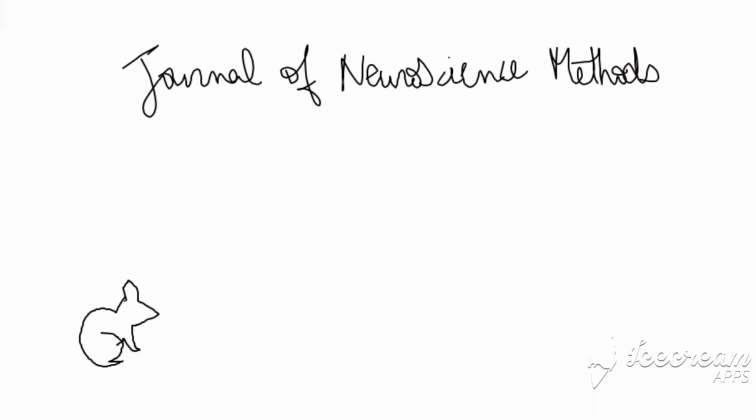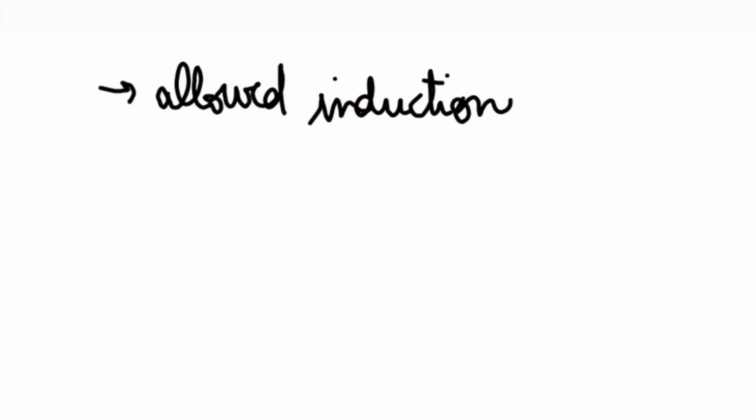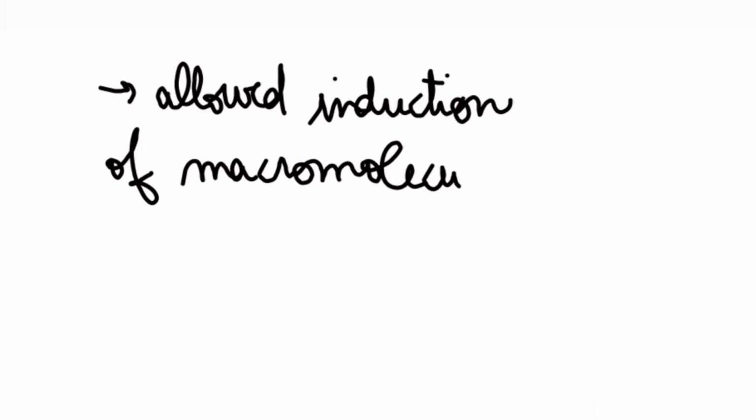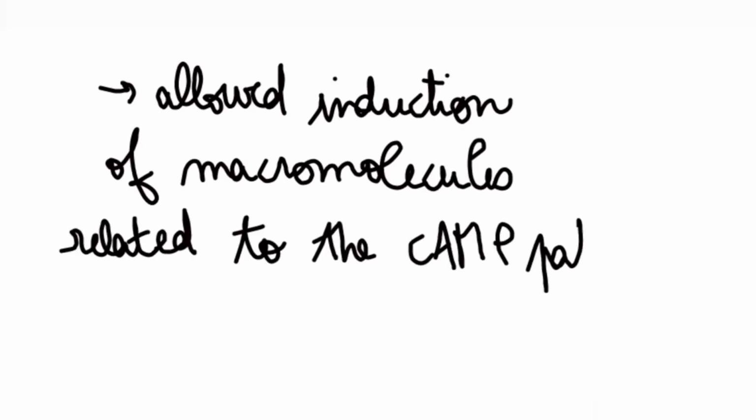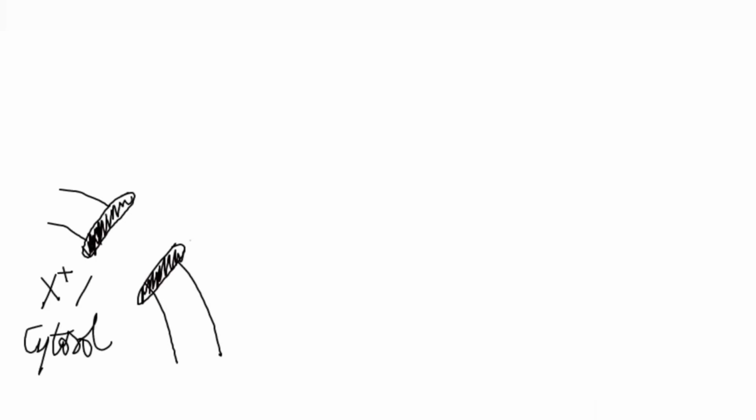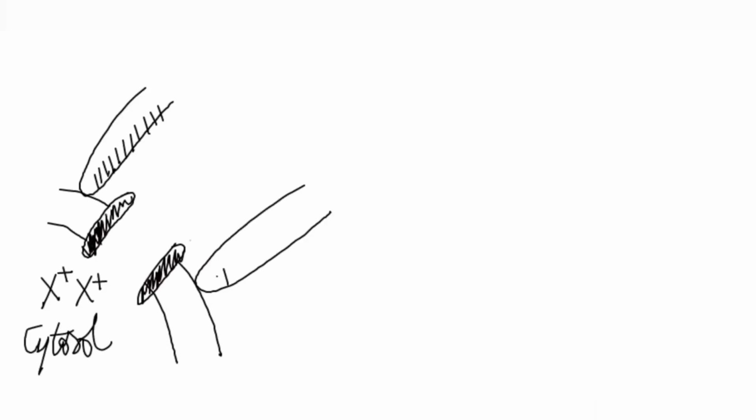In the study to be described, the particular advantage of the whole cell technique was that it allowed introduction of the macromolecules related to the cAMP pathways directly into cells. The macromolecules are, for example, protein kinase inhibitor and protein kinase A. This method optimizes measurement of electric events from small cells.